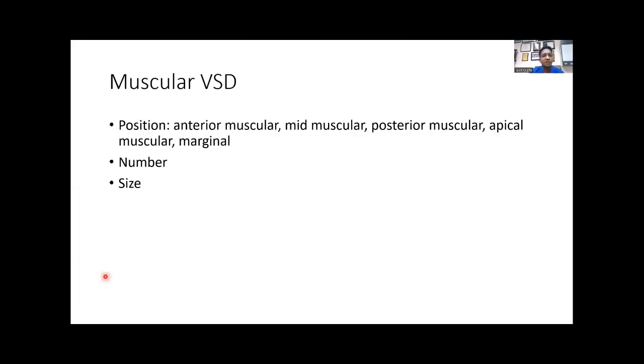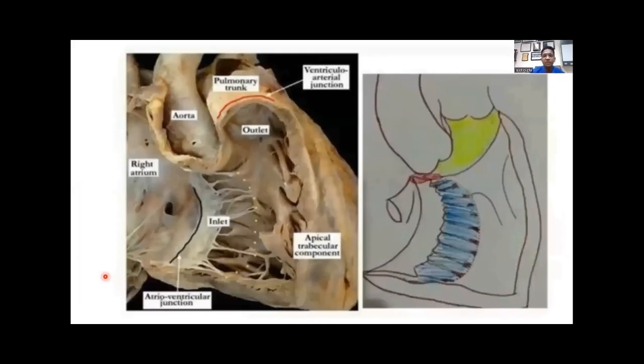Coming to the muscular VSDs, the muscular VSDs can vary in position. They can be anterior muscular, mid muscular, posterior muscular, marginal. They can be multiple. They can vary in size. As we have seen, there is a large trabecular component of the interventricular septum. The VSD located in the anterior part is called anterior muscular, in the middle part mid muscular, and in the posterior part posterior muscular VSD. Those towards the apex are apical VSDs. Those towards the anterior interventricular groove are marginal VSDs, anterior marginal VSDs.